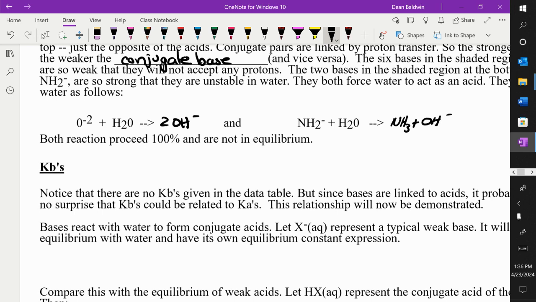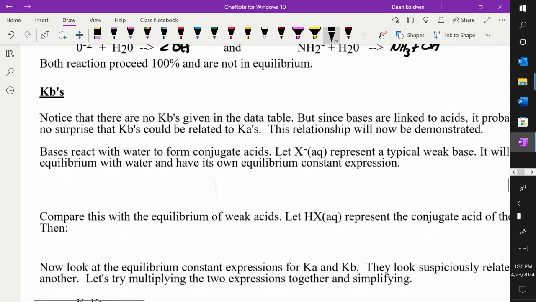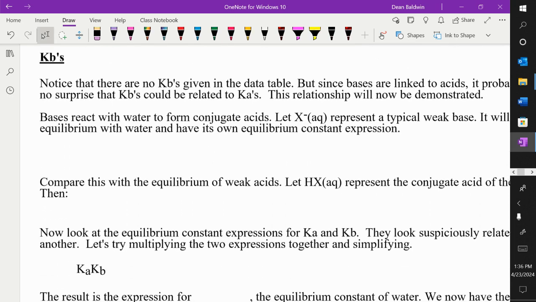They're 100%. They are not in equilibrium. They are the equivalent of the strong acids, the opposite of strong acids. Okay, there's no Kbs in the table, right? But that doesn't mean we can't calculate one.